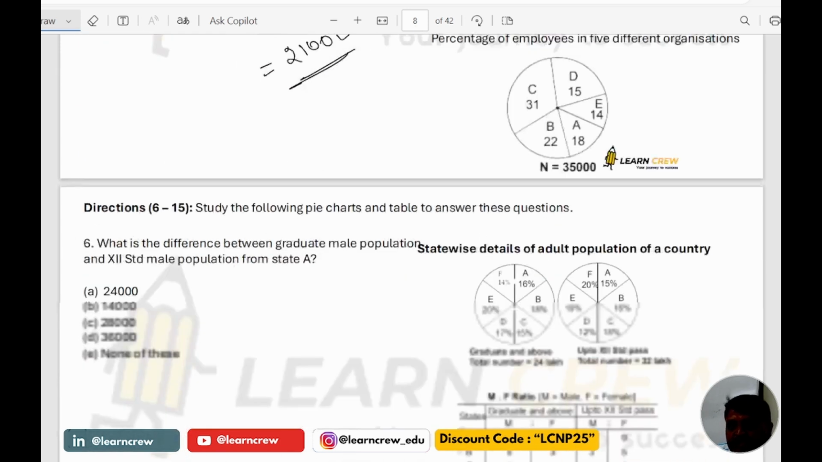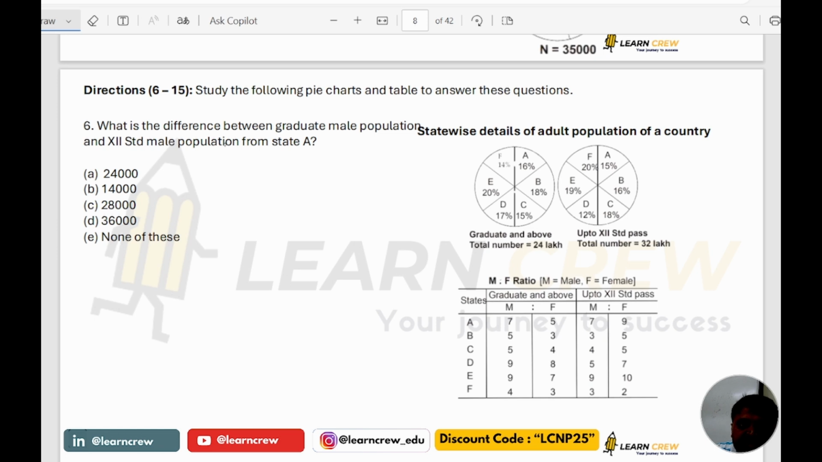Now next question, please observe. Based on the first data, 5 questions are over. Now please see the second data here. Questions 6 to 15, 10 questions are based on this data, and it has 2 pie charts and 1 table given.